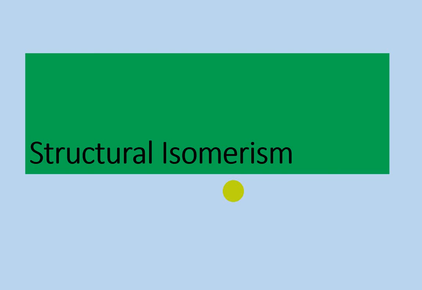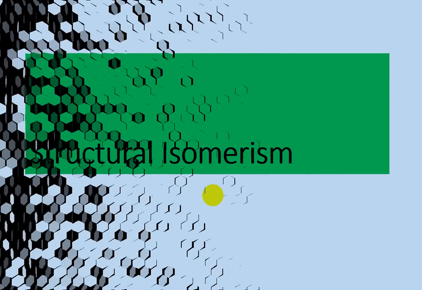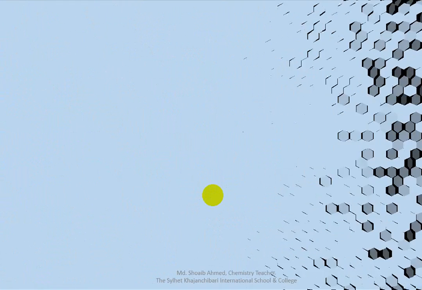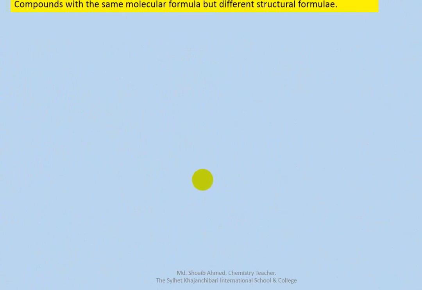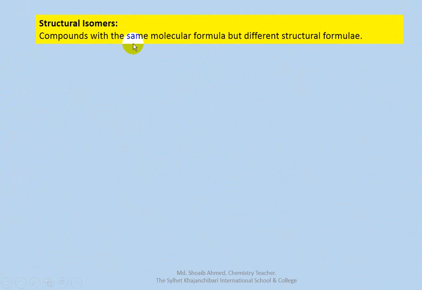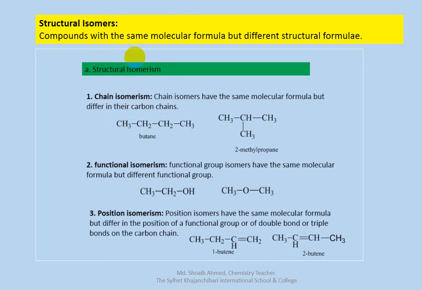Okay, structural isomerism. Maybe I have given the definition: compounds with the same molecular formula but different structural formulae are called structural isomers, and this phenomenon is called structural isomerism. There are mainly three types for you.